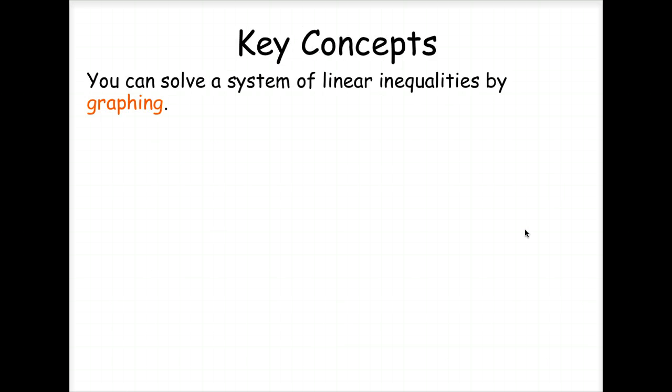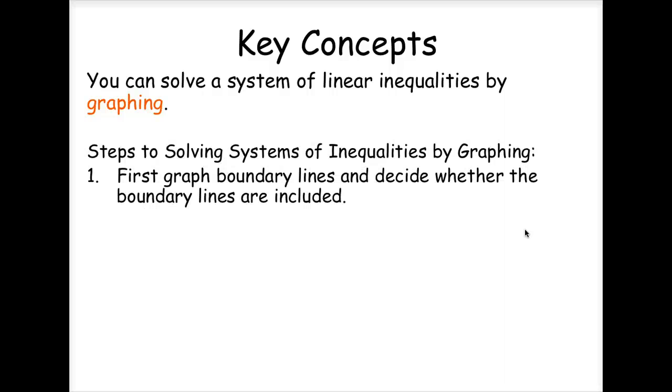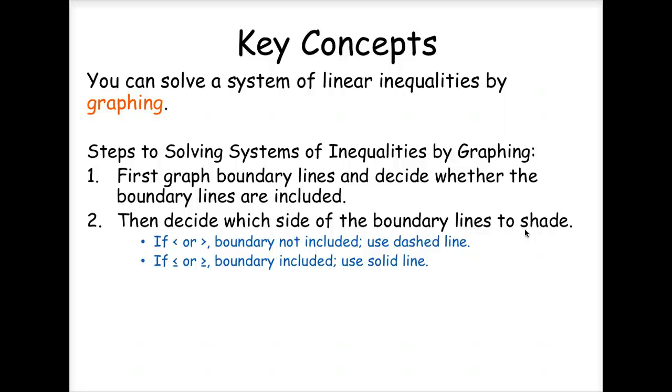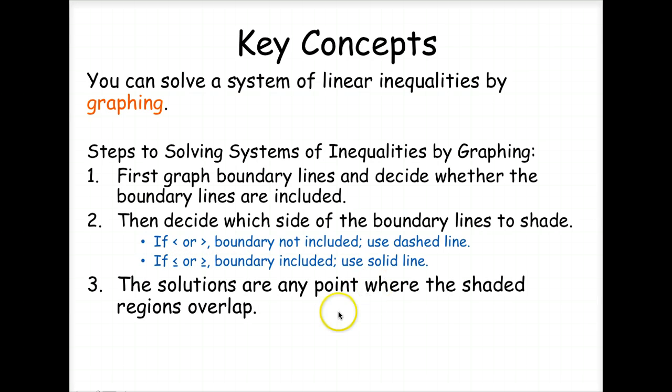Our key concepts today. You can solve a system of linear inequalities by graphing. There are several steps. First of all, you need to graph boundary lines and decide whether the boundary lines are included. So if it's just a greater than or less than, you're going to use a dashed line. Or equal to, use a solid line. The solutions are any point where the shaded regions overlap.